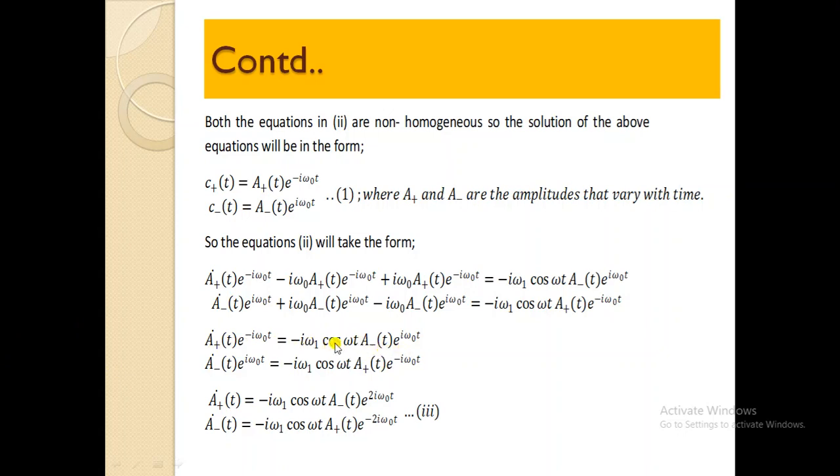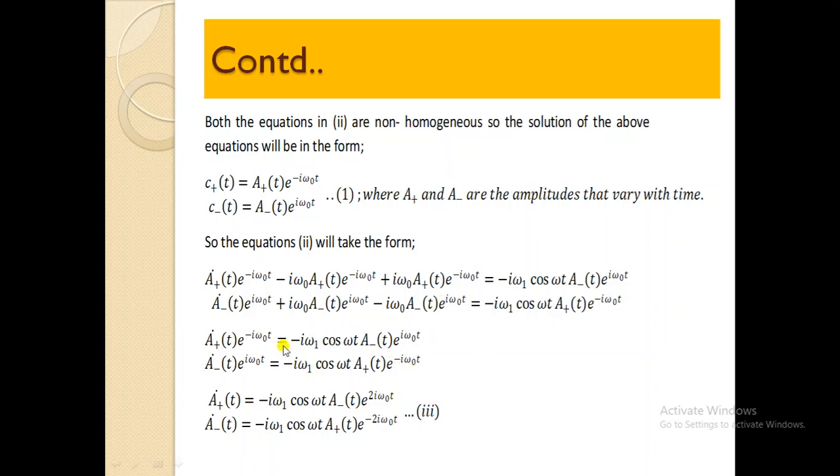again both of these equations contain a cos omega t term, and we already know the expansion of cos omega t, so we will do that. At first we will take this e to the power minus I omega naught t to the other side and make it plus, and here we will take e to the power I omega naught t to the other side and make it minus, so that in the power we will get e to the power 2 I omega naught t in this, and here we will get e to the power minus 2 I omega naught t.